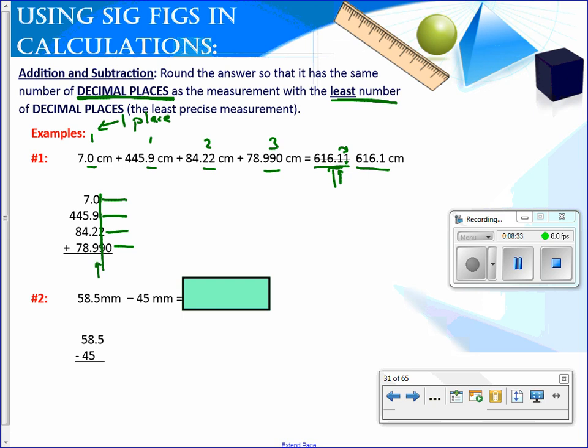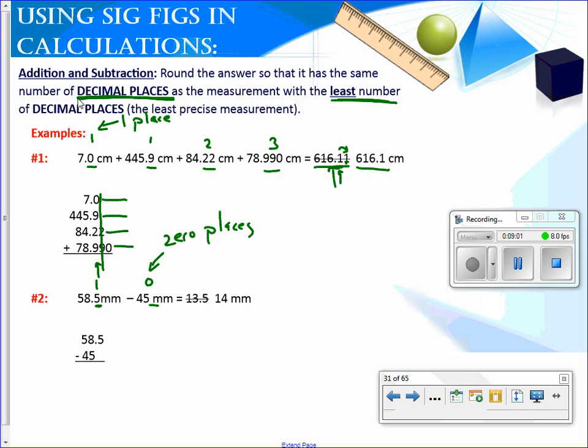Okay. When we look at this next one, 58.5 minus 45, so this is a subtraction, so we need to look at the number of places past the decimal. This has 1 place, and this has 0 places. So our answer will have to have 0 places past the decimal. So when you punch that into your calculator, you're going to get 13.5, and that's what you might have written down before you learned about significant figures.